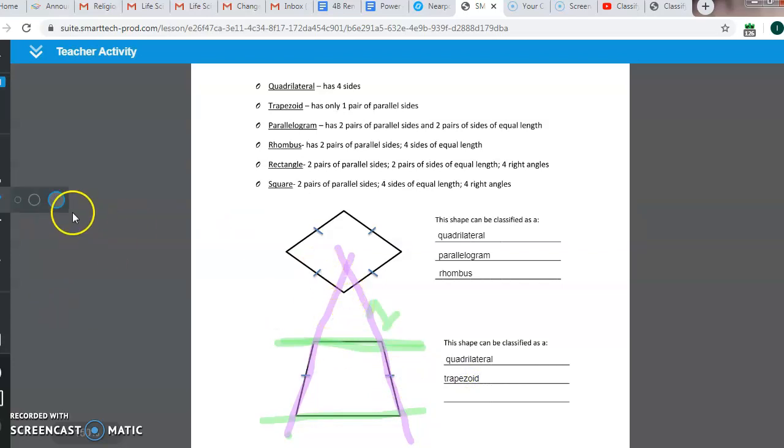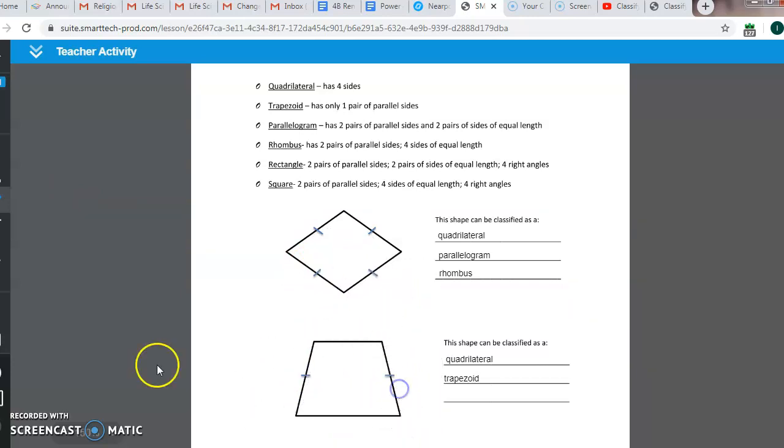All right, and I'm going to go ahead and erase our markings here. Okay. All right, so we know that our shape is a quadrilateral. It has 4 sides. We know that it's a trapezoid. Let's go ahead and see if it's a parallelogram. Parallelograms have 2 pairs of parallel sides. Well, we tested our shape and we found out that there is only 1 pair of parallel sides here, which means it cannot be a parallelogram. Let's go ahead and see if it's a rhombus. A rhombus has 2 pairs of parallel sides. Again, our shape only has 1, therefore it cannot be a rhombus.